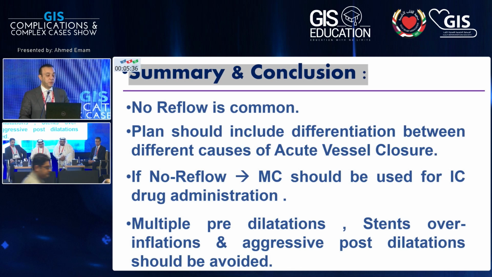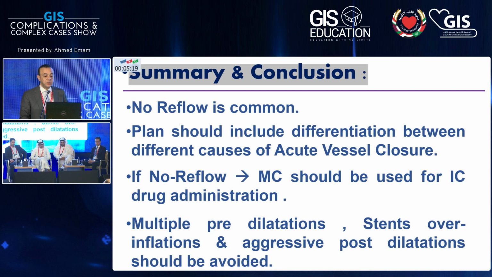So this is my summary and conclusion today. No reflow is not uncommon. The plan should include differentiation between the different causes of acute vessel closure. If you are dealing with no reflow, a microcatheter is a must and should be used for intracoronary drug administration, and multiple pre-dilatations, stent over-inflations, and aggressive post-dilatation should be avoided.